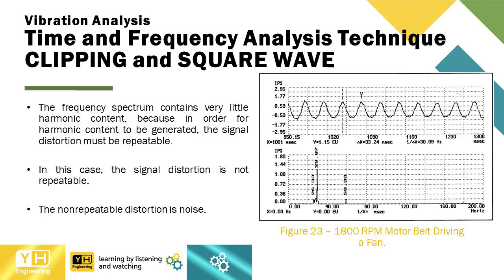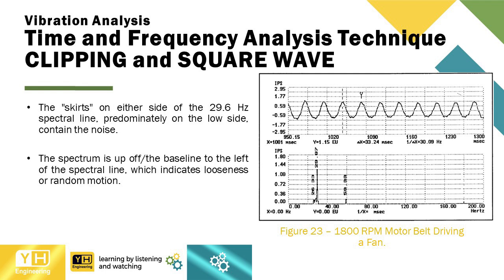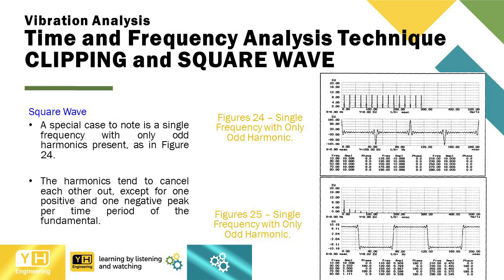The frequency spectrum contains very little harmonic content, because in order for harmonic content to be generated, the signal distortion must be repeatable. In this case, the signal distortion is not repeatable. The non-repeatable distortion is noise. The skirts on either side of the 29.6 Hz spectral line, predominantly on the low side, contain the noise. The spectrum is up off the baseline to the left of the spectral line, which indicates looseness or random motion. Now, in general, we are talking about square wave.